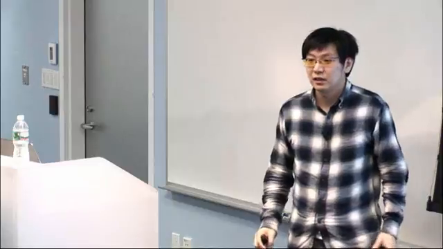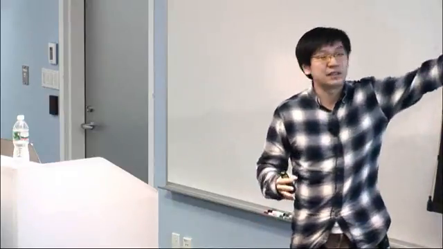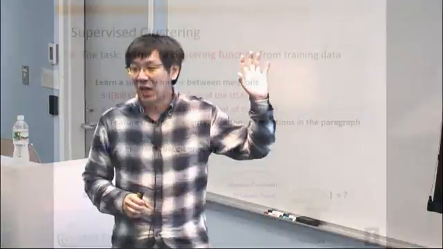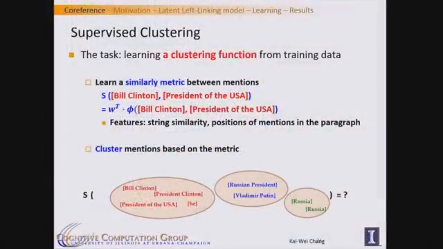Okay, so we can model this problem as a supervised clustering problem. Assume we have a lot of this kind of paragraph with gold annotation, and we want to learn how to do this clustering. This is different from the unsupervised clustering task, where people usually have a given similarity metric. But here we also want to learn the similarity metric along with learning the clustering.